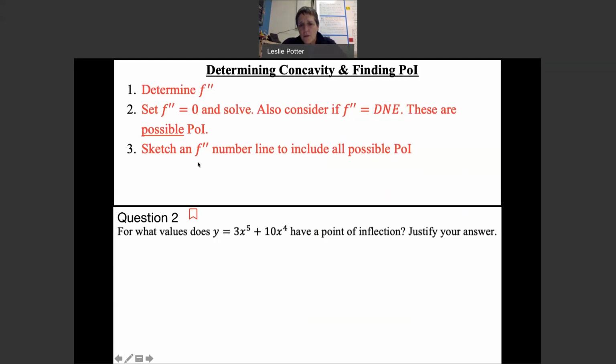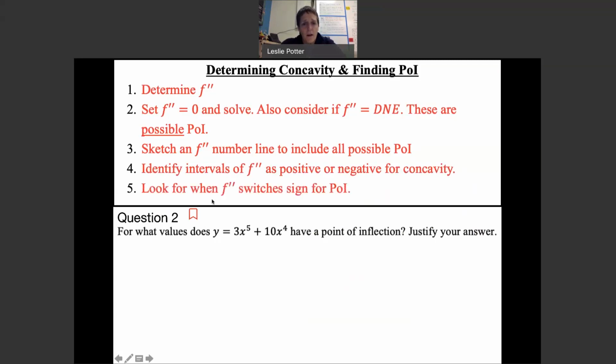So if this process sounds familiar, we did all this exact same process with the first derivative to find our extremes, our mins and our maxes, and our cusps and corners, our hills and valleys, which are all generally minimums and maximums. And then the next one is to identify the intervals as positive or negative. So that's that charting that we do. And then look for sign switching on that positive and negative chart. And then you can label that point a point of inflection.